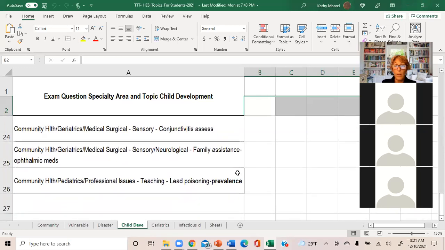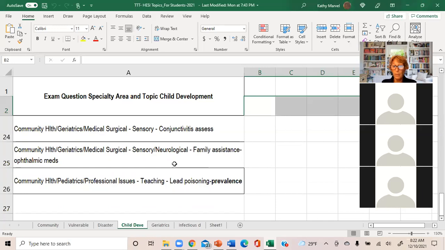We're in the child development section. How do you assess conjunctivitis? What do you do? Is it contagious? Can it be passed along? Okay. And then family assistance with ophthalmic medications. I think of a question, maybe, what if they can't afford it? What resources do you have in the community that could help them?